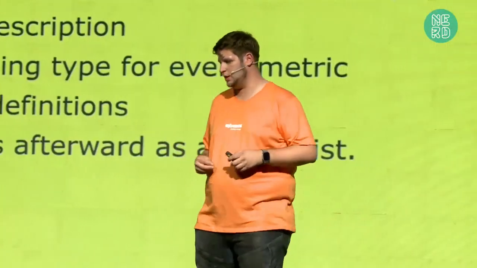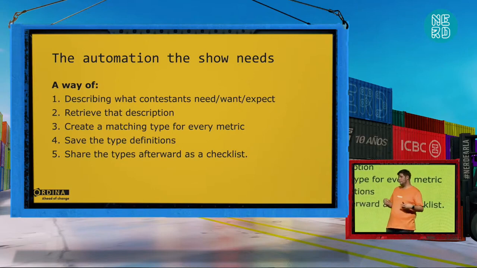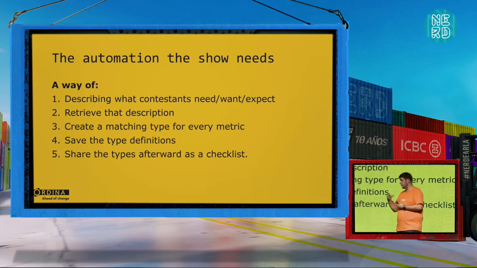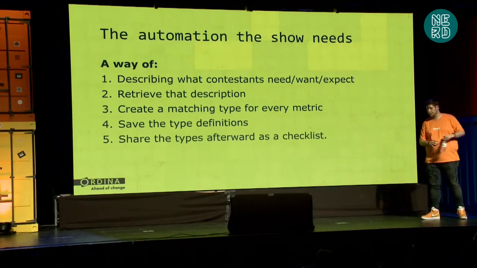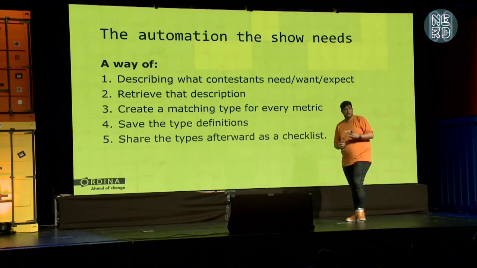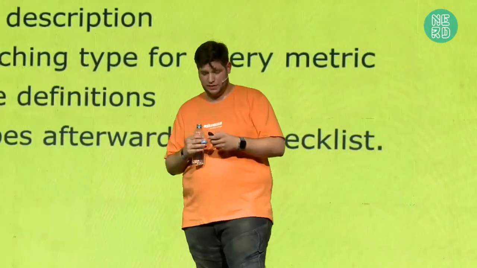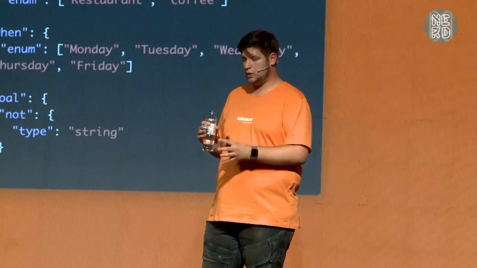So she suggests a system. She says maybe you can automate this whole process, first by describing what the contestants need, want, or expect. Then you would retrieve that description, and then create a matching file type for every metric in that description. And when you are saving those metrics, like the matching types, then you can share those types afterwards as a checklist to check right after the date, does everything match?